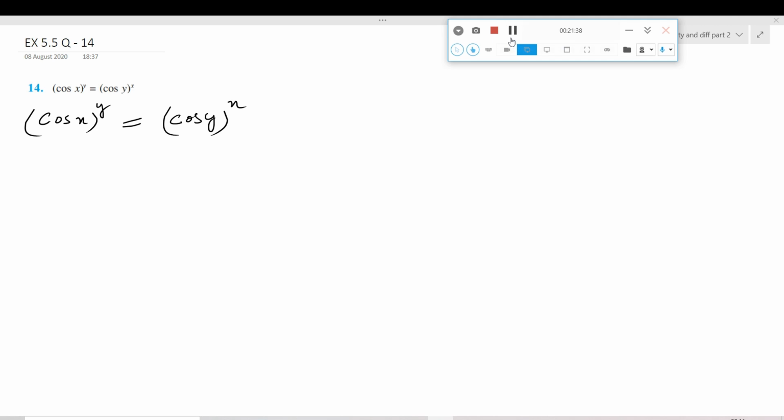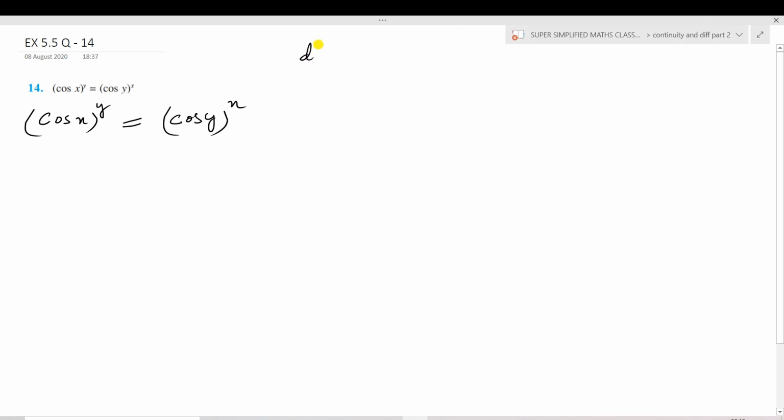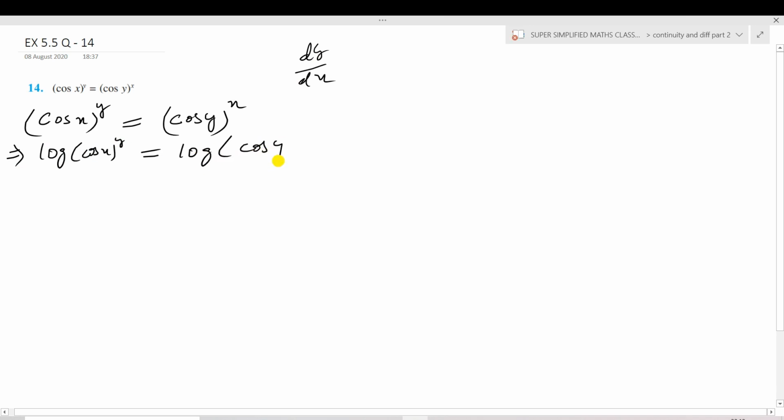Now we move to the next question, question number 14. Here you are given that cos x raised to the power y is equal to cos y raised to the power x, and you have to find dy/dx. So here no problem, you can take log both sides since no term is in addition or subtraction. So it gives you log of (cos x)^y is equal to log of (cos y)^x. Using the property of log, this y becomes a multiple. So y into log cos x is equal to x into log cos y.